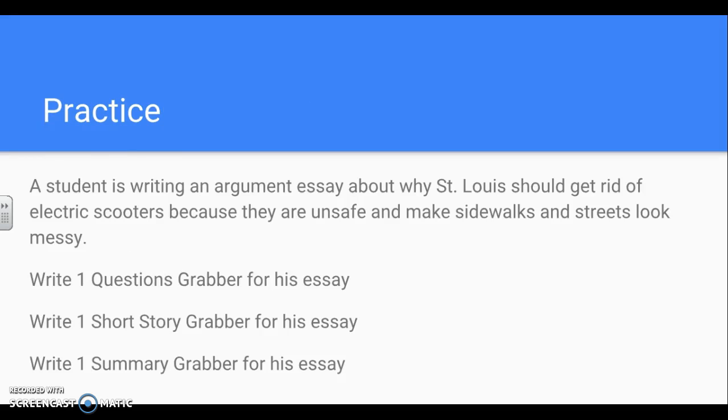So go ahead and do this practice. A student is writing an argument essay about why St. Louis should get rid of electric scooters, which we've already done this year, because they are unsafe and make sidewalks and streets look messy. So do one questions grabber, one short story grabber, and one summary grabber. Remember, 2 to 4 sentences, really grab their attention. Rewind if you need to review the 3 types of grabbers and what the purpose is. But this is just a quick review on how to get the reader's attention and to grab their interest.